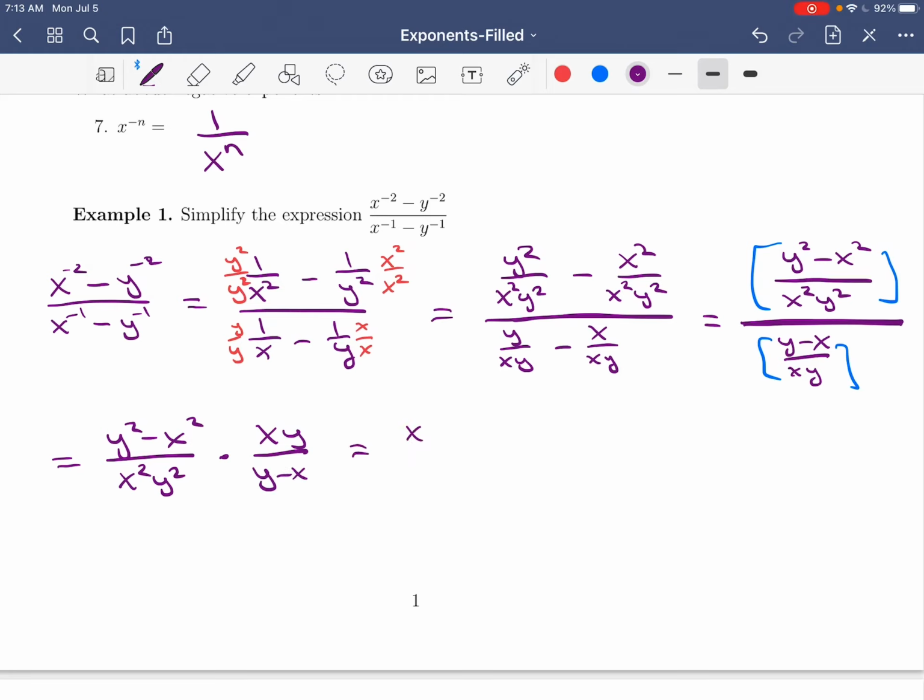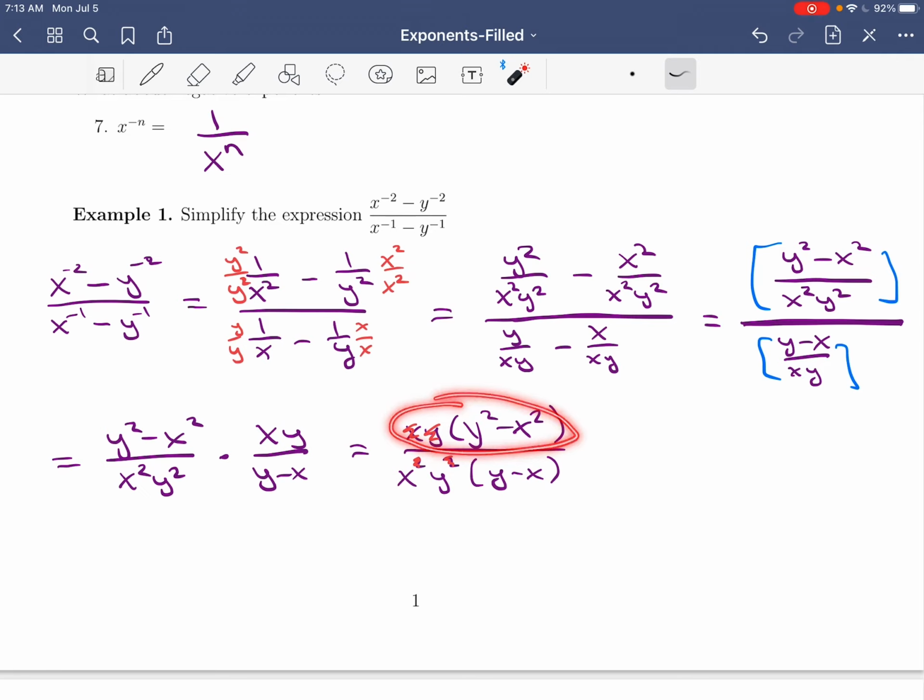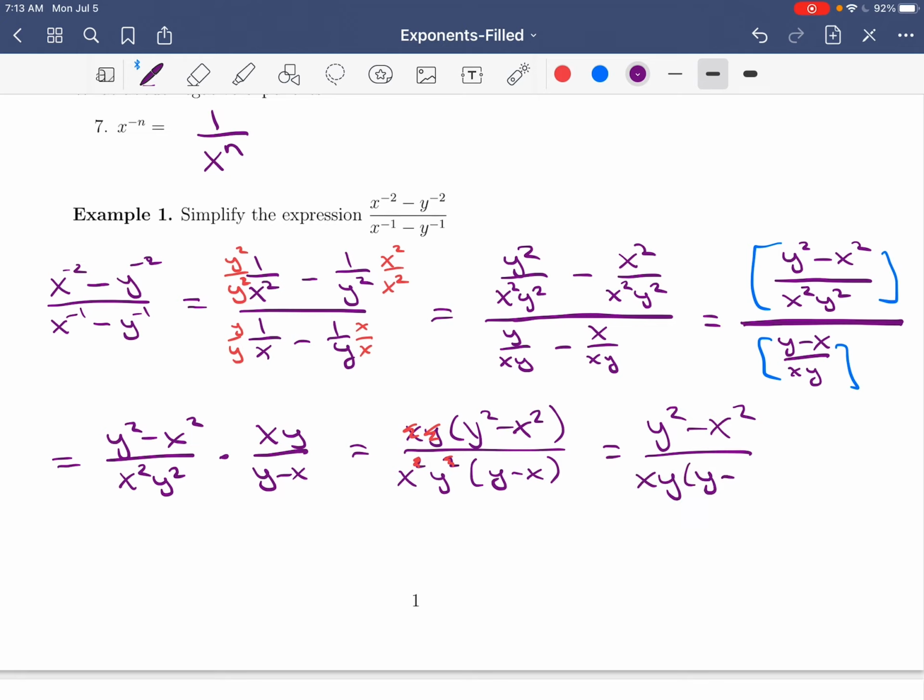Okay, so that's going to be xy times y squared minus x squared over x squared y squared, times xy over y minus x. Okay, so then the x on the top can cancel with one of these x's on the bottom. The y on the top can cancel with one of the y's on the bottom. Again, that's because those things are multiplying everything on the top and everything on the bottom. Okay, so then this simplifies to y squared minus x squared over xy times y minus x.